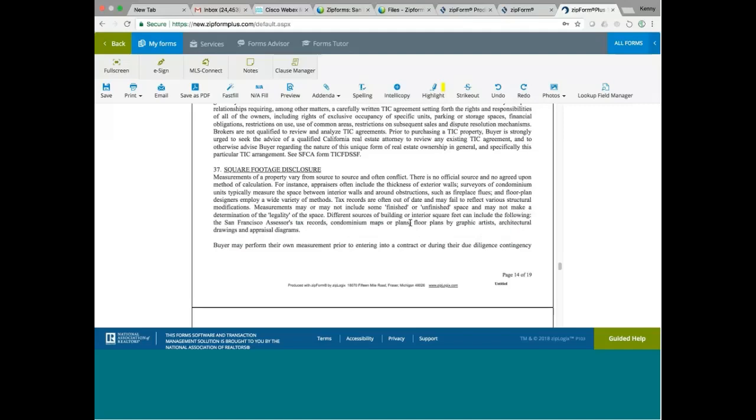Square footage disclosure, we'll skip this one. This is pretty standard. Basically, this is intended to advise the buyer that sometimes there could be discrepancy between what's reported in the county assessor's office and also what's being measured by the appraiser. Okay.